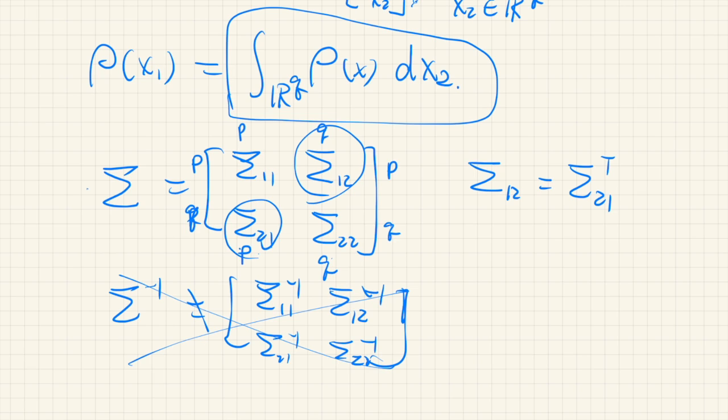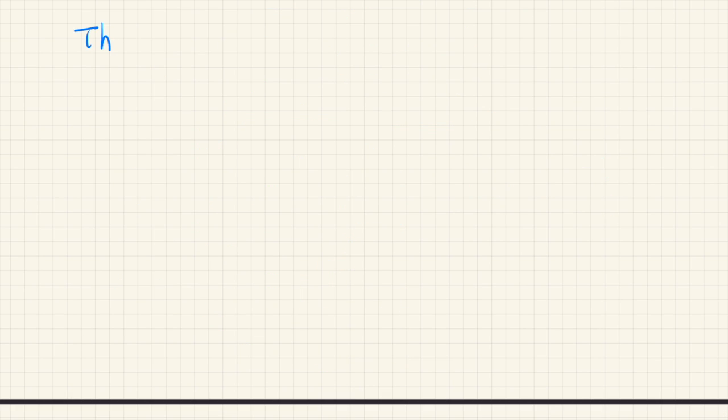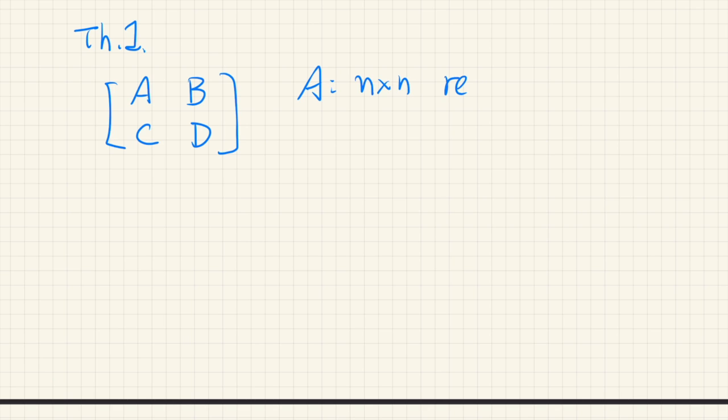And next, we want to express sigma inverse in terms of these blocks. But for that, we need some results from linear algebra. And that's what we are going to prove now. Here is theorem 1. Suppose we have a block matrix A, B, C, D, where A is, let's say, n by n and regular, that means invertible, and B is n by m, and C is m by n, and D is m by m.